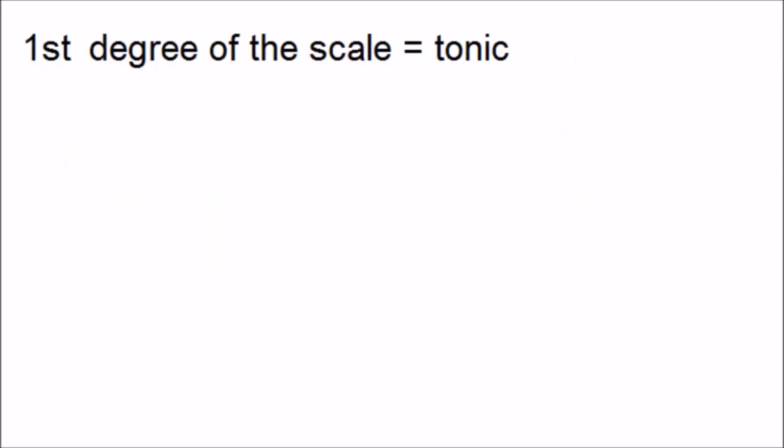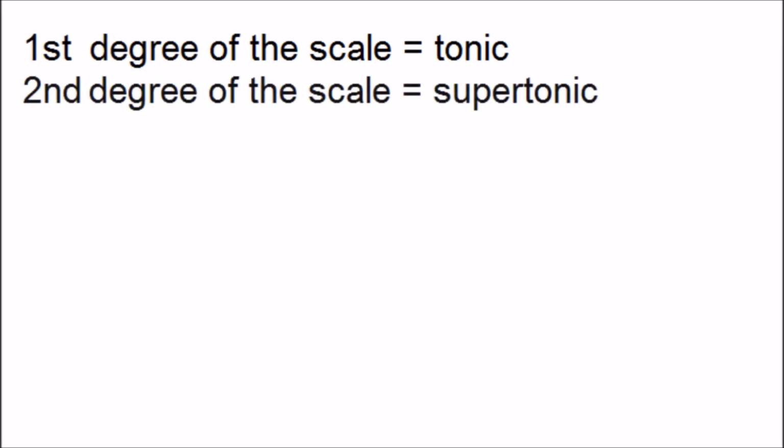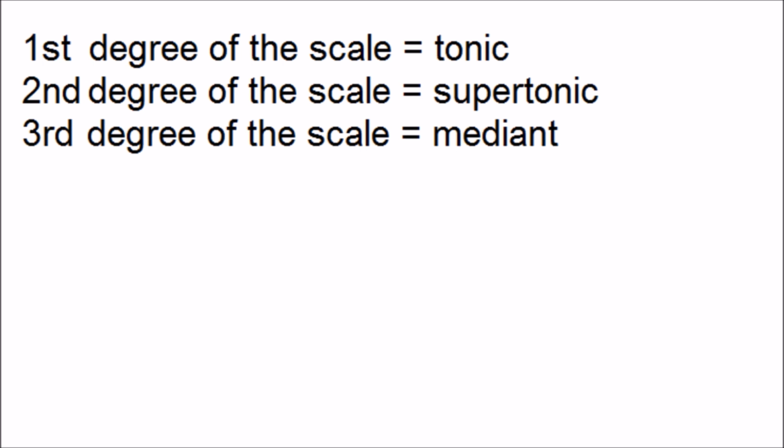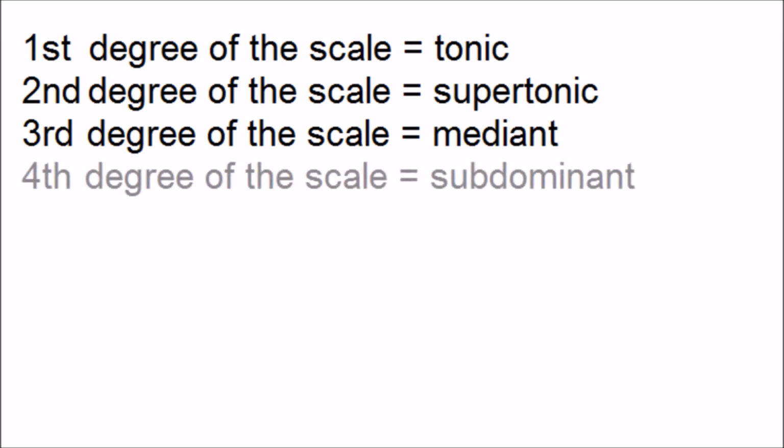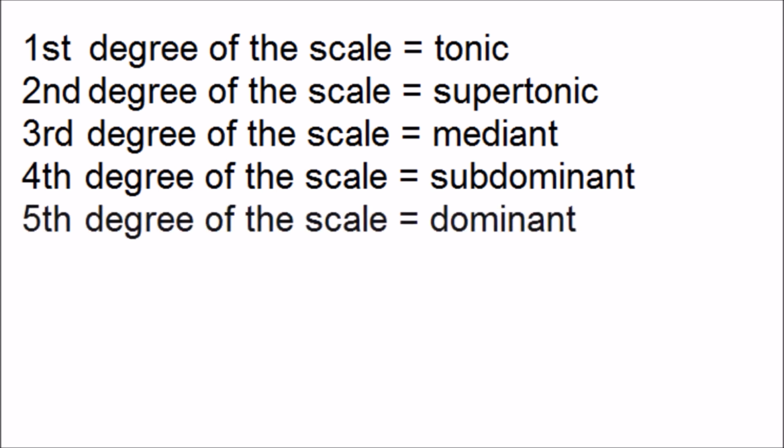The first degree of the scale, as you already know, is called the tonic. The second degree of the scale is called the supertonic. The third degree of the scale is called the mediant. The fourth degree of the scale is called the subdominant. And the fifth degree of the scale is called the dominant.